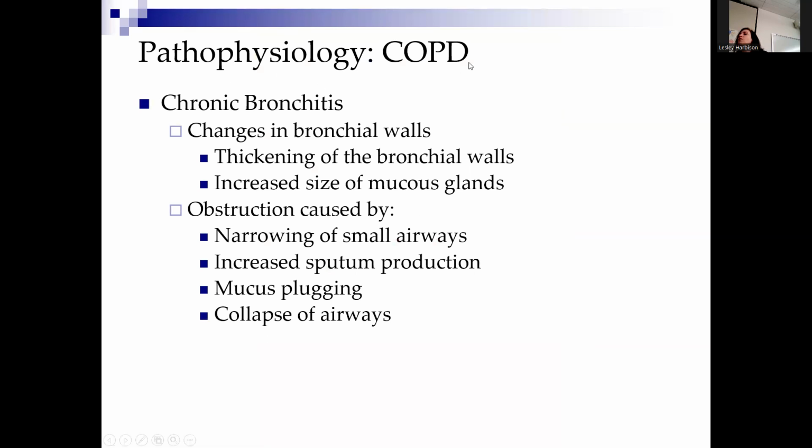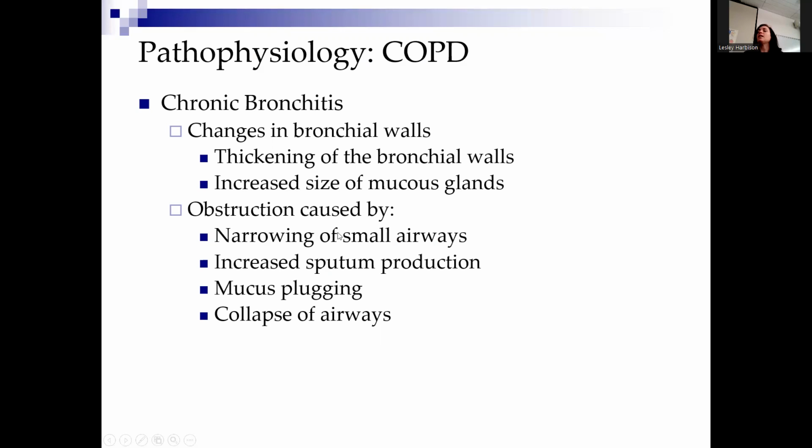So the pathophysiology of this goes into it again. Pretty much we have chronic bronchitis, with changes in the bronchial wall. There's a thickening of the wall, so it's not going to be as elastic. And then there's increased size of the mucus glands. So there's a thickening of the wall and more mucus. When you think of the lungs being supple and able to expand and contract, you don't want a lot of mucus, so obviously those are bad things.